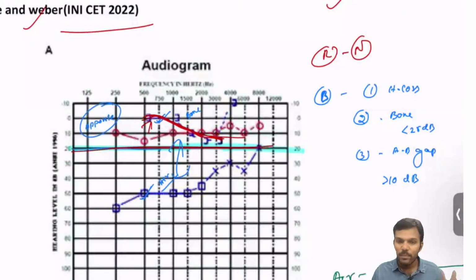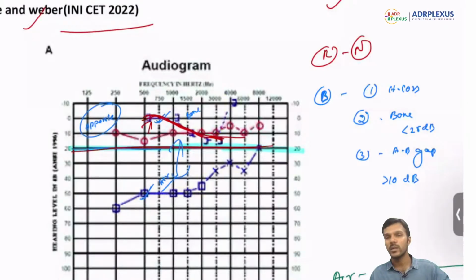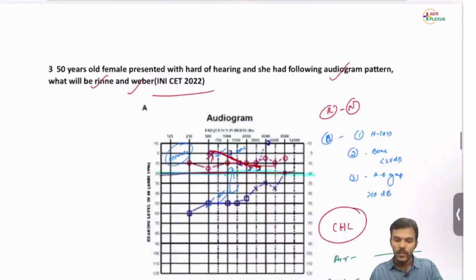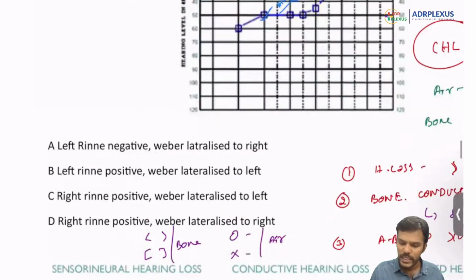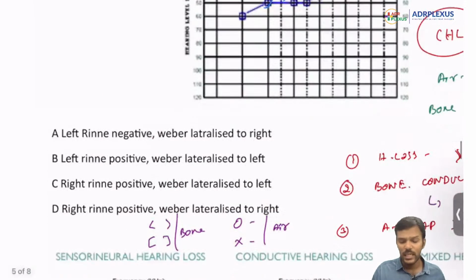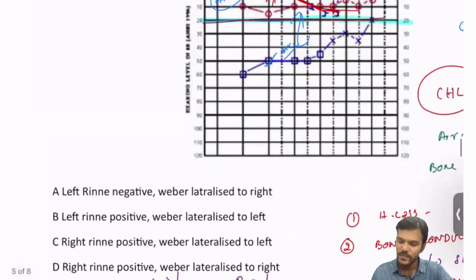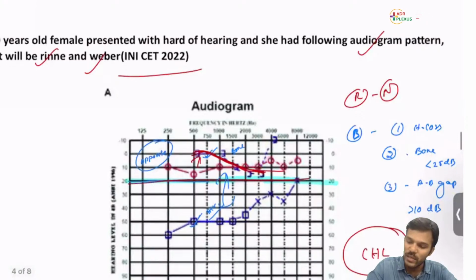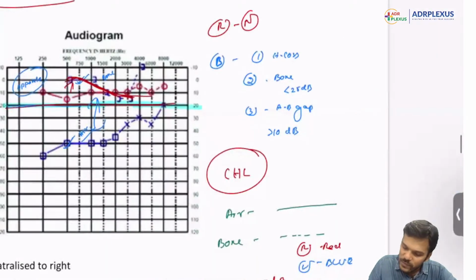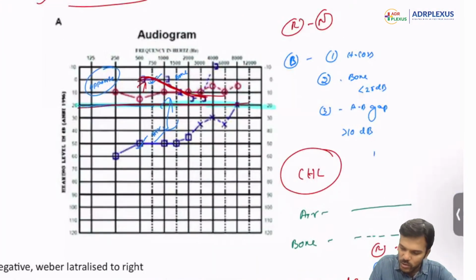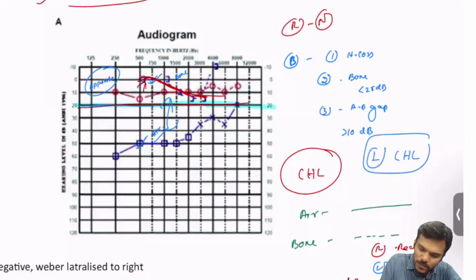See, the air-bone gap is more than 10 decibels, Dr. Veda. It is not less than 10 decibels. This is a case of conductive hearing loss. Now, for conductive hearing loss, what is the Rinne and Weber? Which side is affected? Right is normal, left is affected. So it's a left-sided conductive hearing loss. No problem in this.